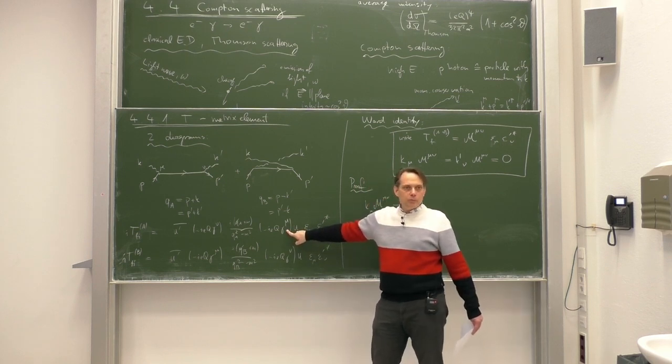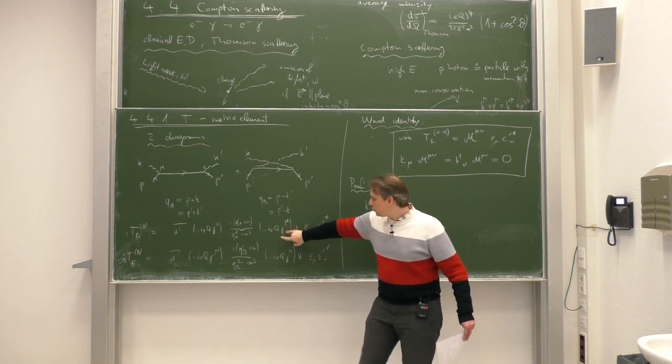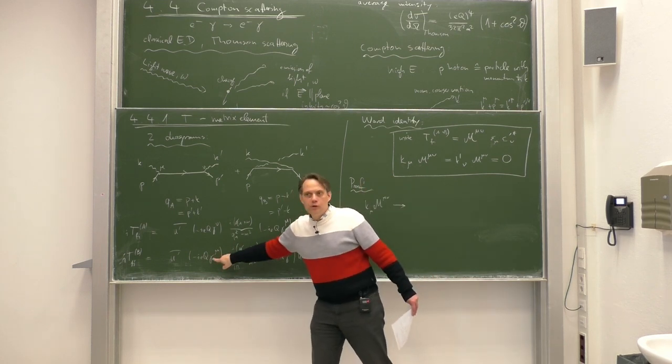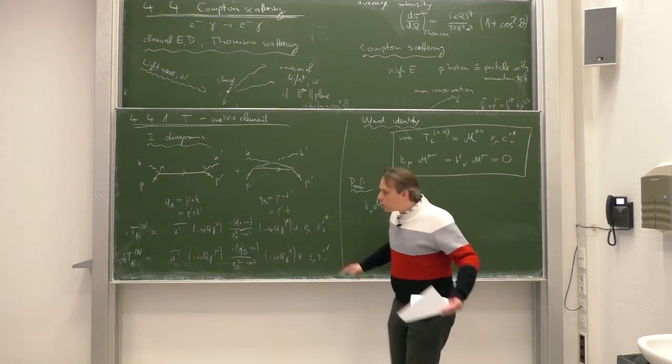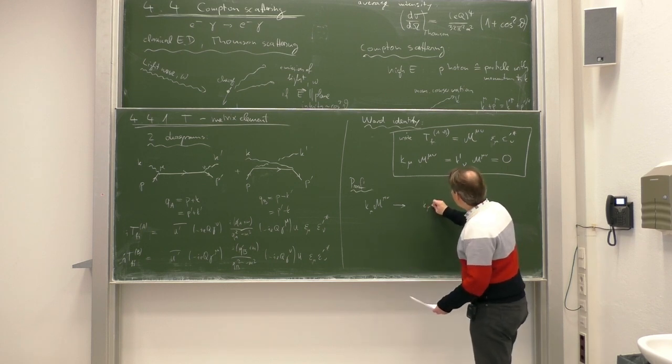It hits the gamma mu here. So from the gamma mu, we get k slash. So we get k slash here, and in the other case, we get k slash there. What can we do with this k slash? We get k mu gamma mu is equal to k slash.